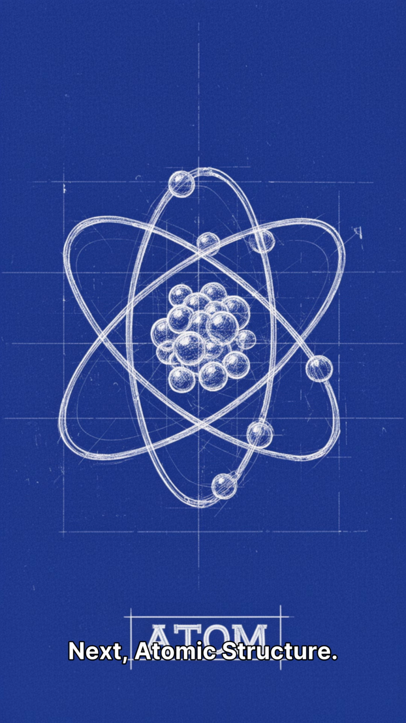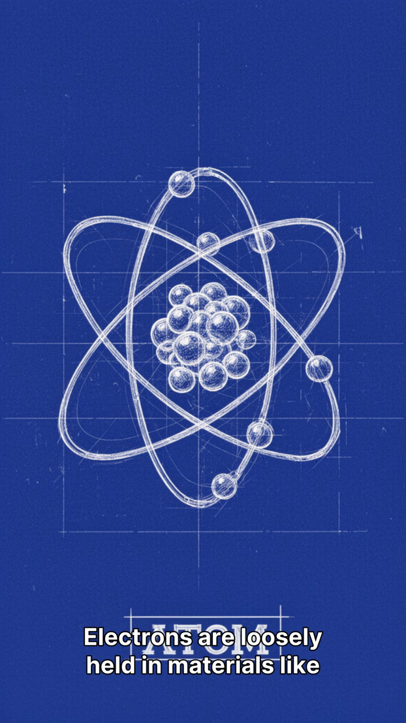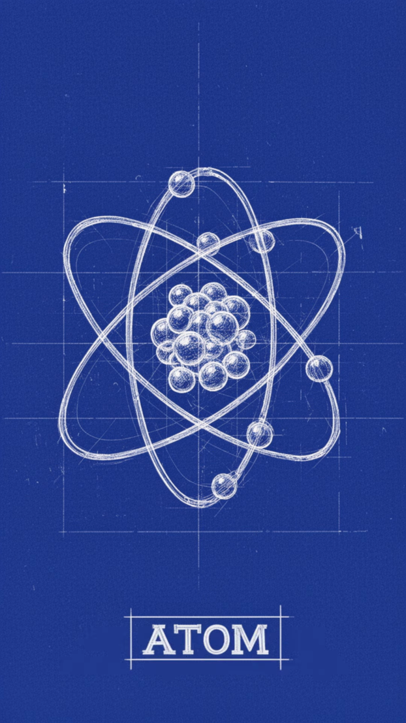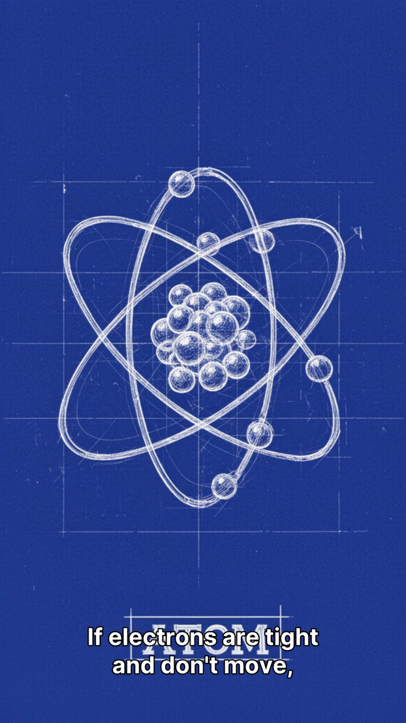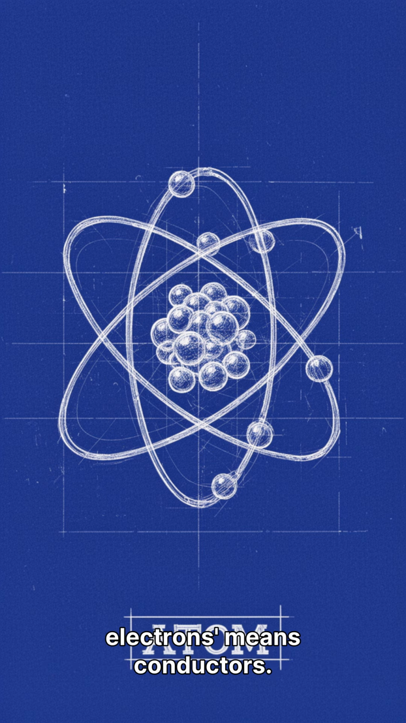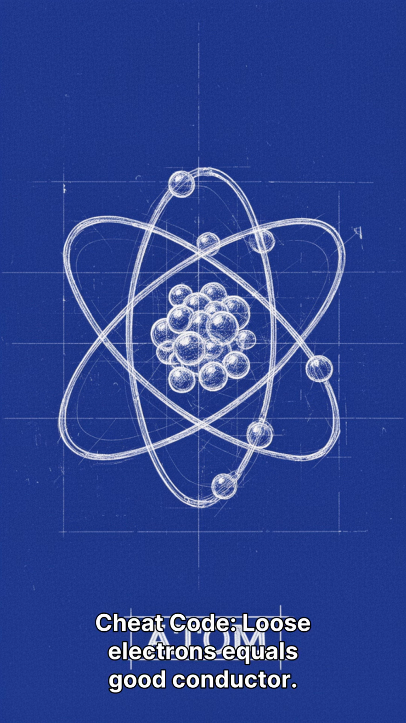Next, atomic structure. Electrons are loosely held in materials like copper, which is why electricity flows through them. We call these materials conductors. If electrons are tight and don't move, it's an insulator. Exam trick: free electrons or loosely bound electrons means conductors. Cheat code: loose electrons equals good conductor.